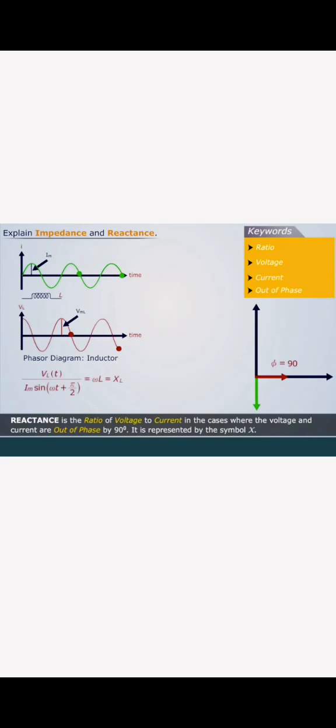The ratio of magnitude of the voltage to magnitude of current in the inductor is defined as inductive reactance XL, which is equal to omega L. The terms of the equation can be rearranged in terms of Ohm's law to get a direct relation between peak voltage and current. From the equation, it can be deduced that the inductive reactance XL increases with frequency.